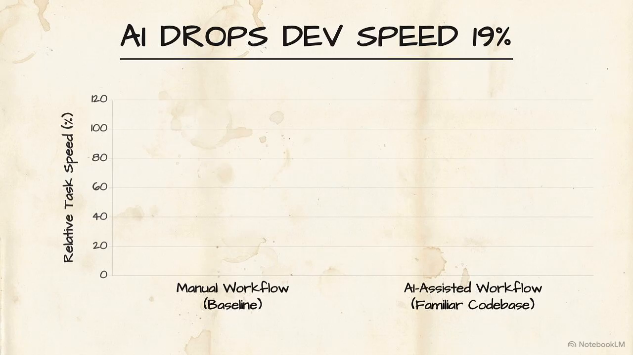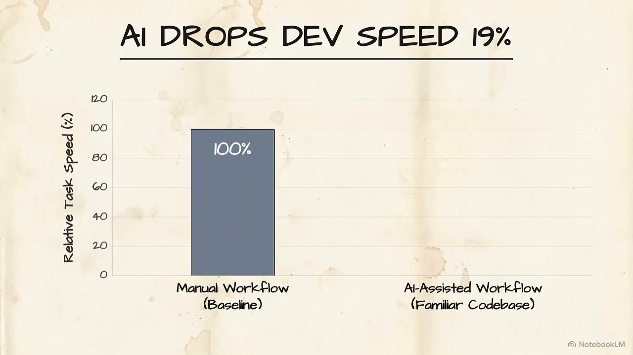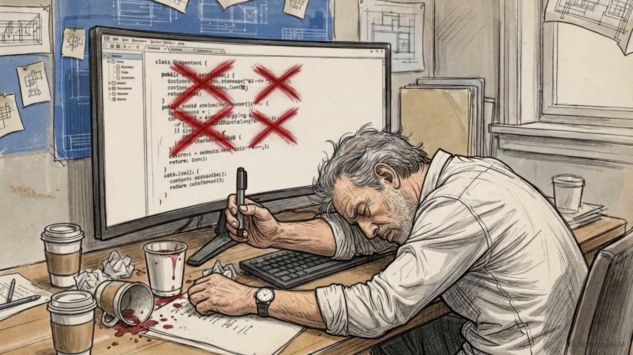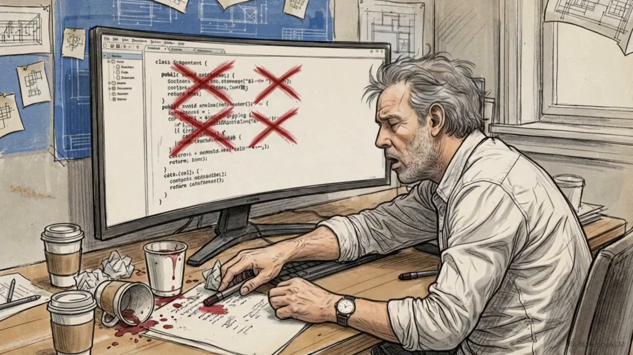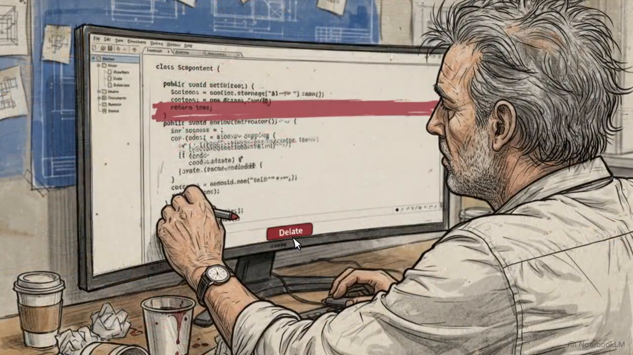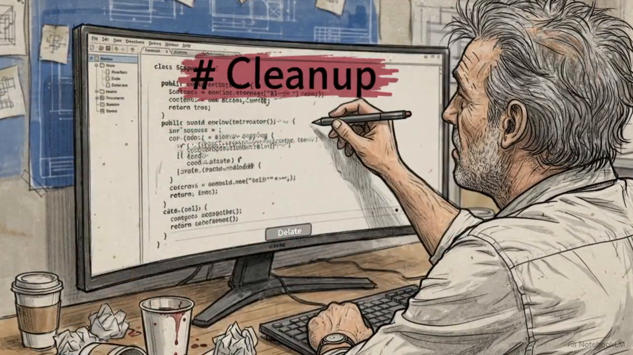Recent studies by METR revealed a jarring data point. Experienced developers using AI assistants were actually 19% slower when working on familiar codebases. This happens because of the senior tax. Highly skilled engineers devolve into custodians, wasting their expertise reviewing, correcting, and polishing messy AI-generated output.